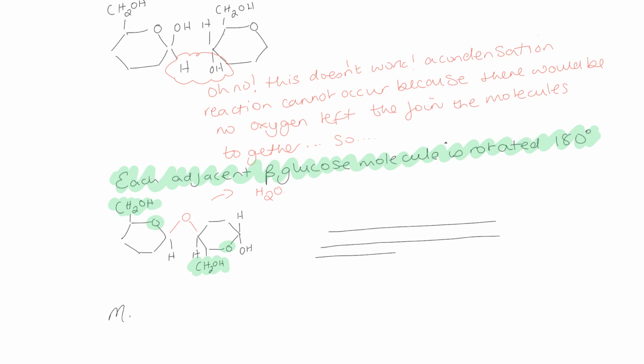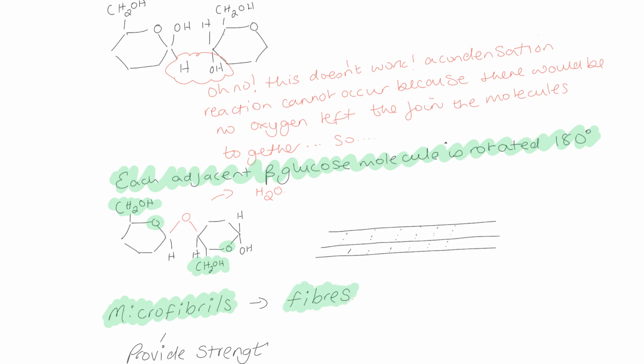Cellulose molecules then group together to form microfibrils, which are then arranged into parallel groups called fibers. These groupings provide both strength and rigidity to the plant cell wall. The cellulose cell wall also prevents plant cells from bursting as water enters it by osmosis. It does this by exerting an inward pressure that stops any further influx of water.